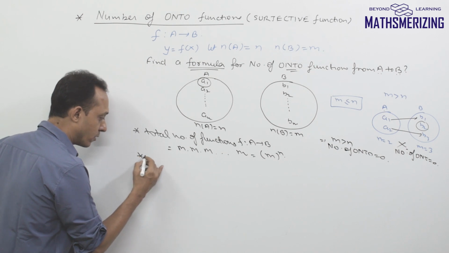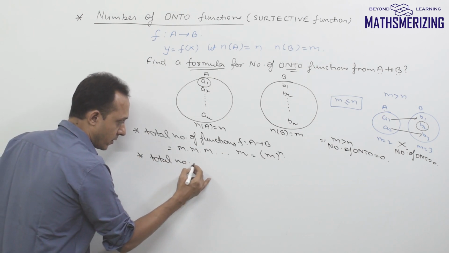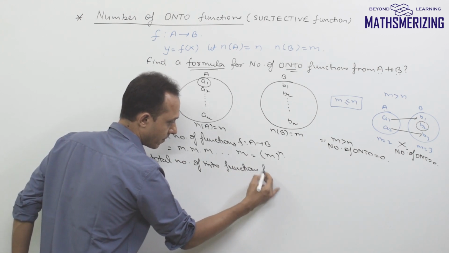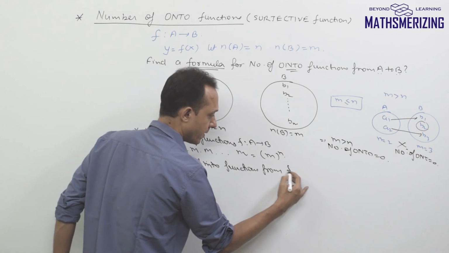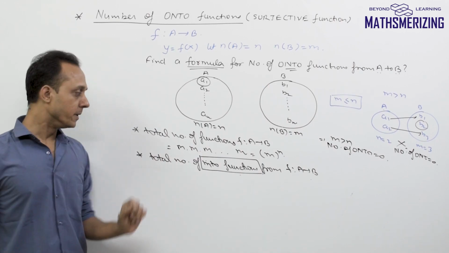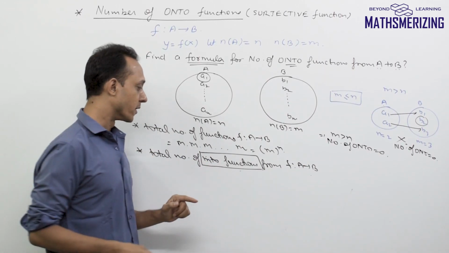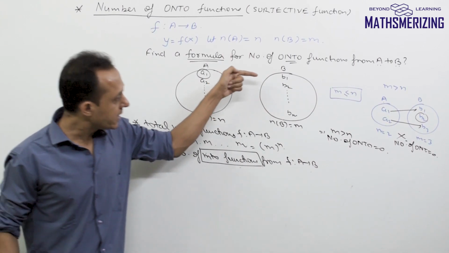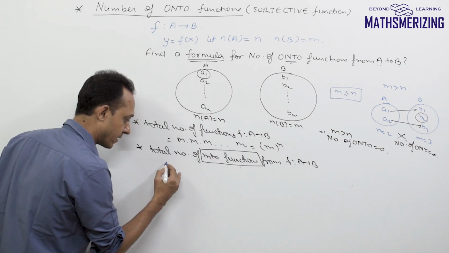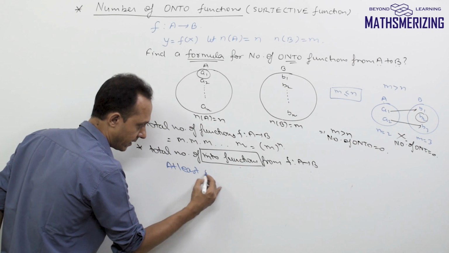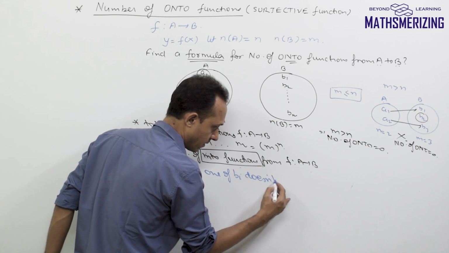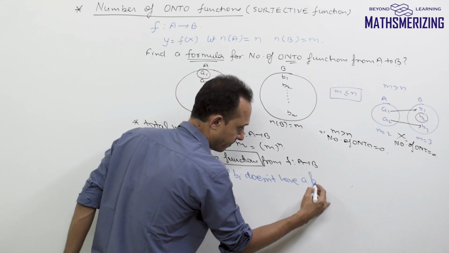Now we'll find out the total number of into functions from A to B. How do we work out the number of into functions? For that we have to look into the definition of an into function. A function is an into function if at least one element in set B doesn't have a pre-image. So that means I'll have this condition where at least one of these Bi doesn't have a pre-image.